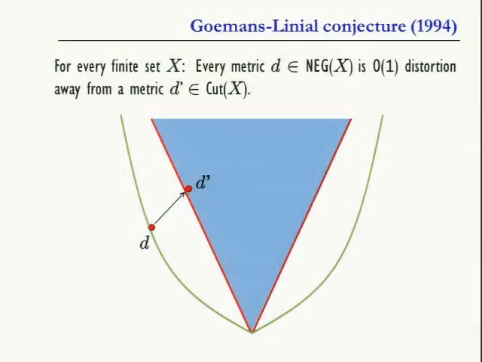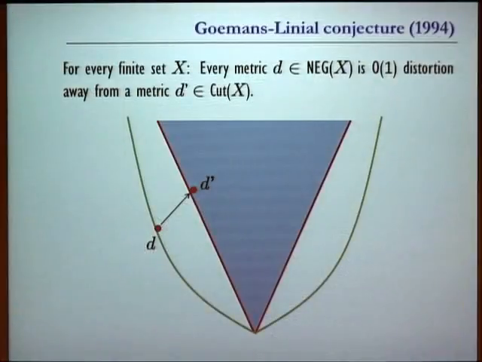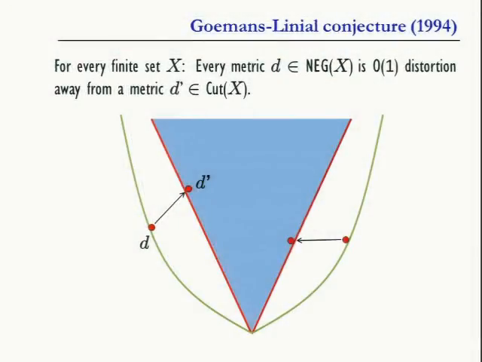So that gives a natural reason for studying it. And in fact, it was so natural and compelling that in '94, Goemans and Linial conjectured that these two cones are very close together. They conjectured that every negative type metric on a finite set can be embedded into a cut metric with some universal constant distortion, independent of the number of points. So for every point here, you can go here and only lose some order 1 in distortion.